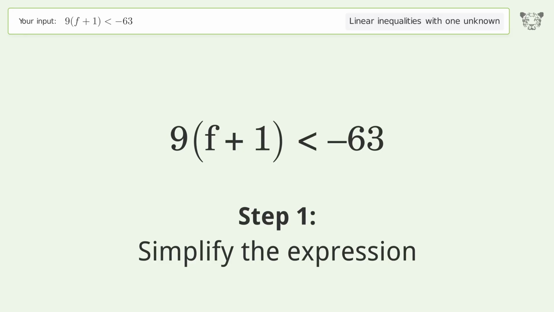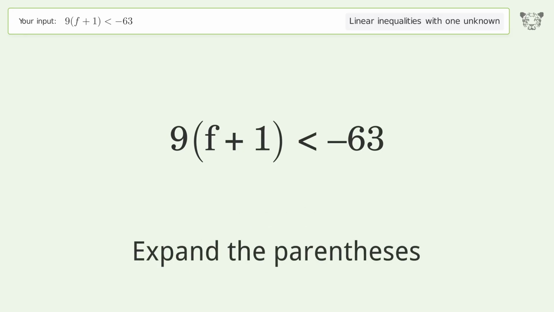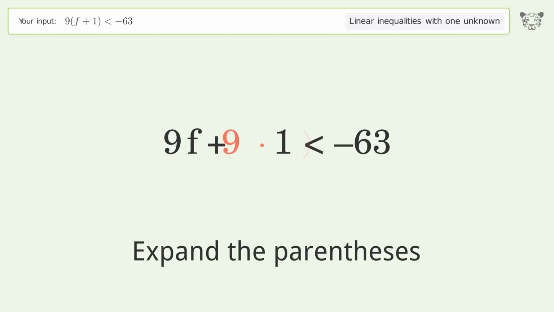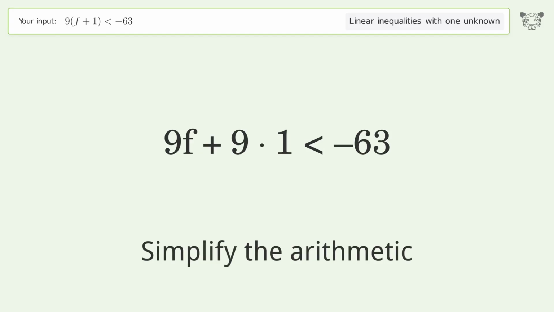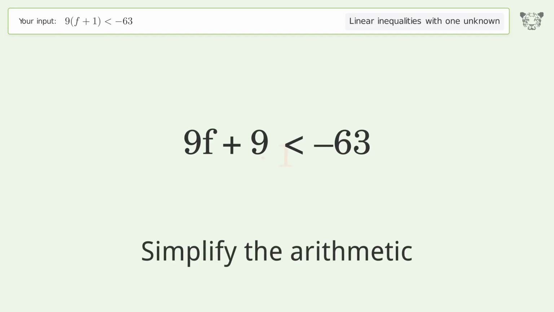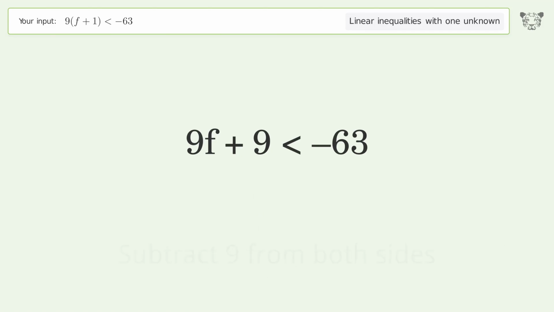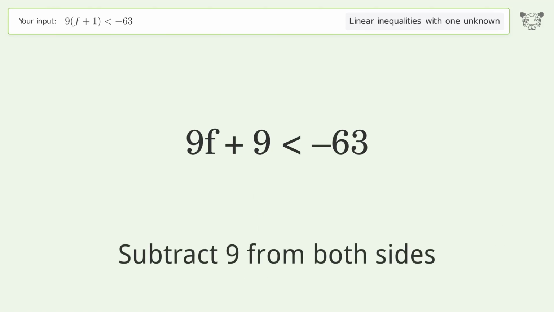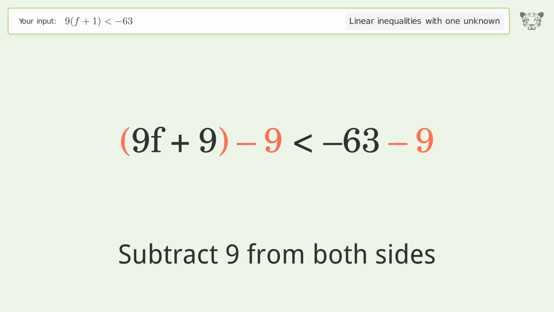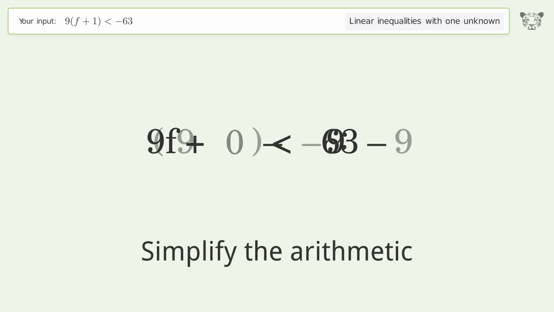Simplify the expression. Expand the parentheses. Simplify the arithmetic. Group all constants on the right side of the inequality. Subtract 9 from both sides. Simplify the arithmetic.